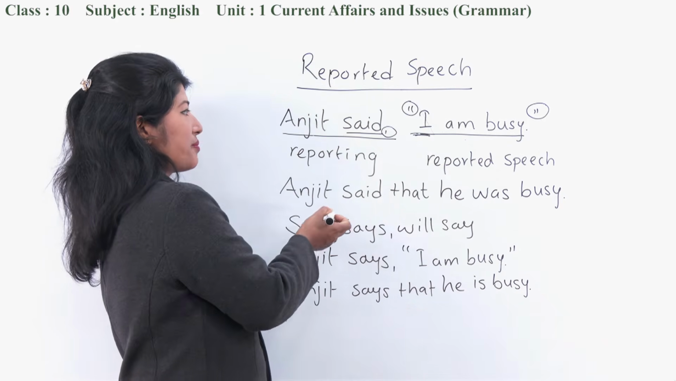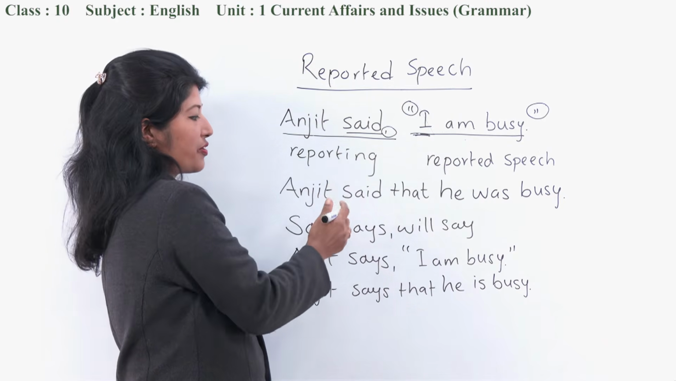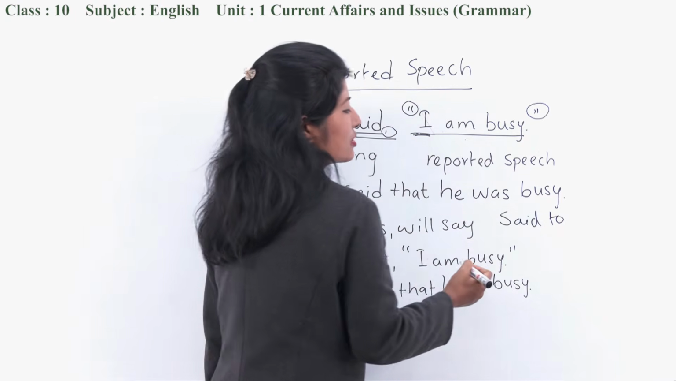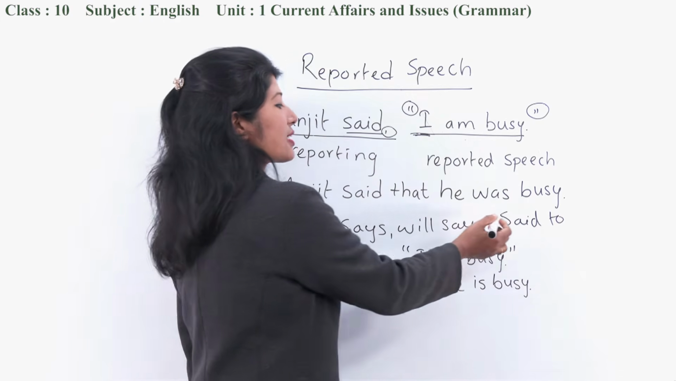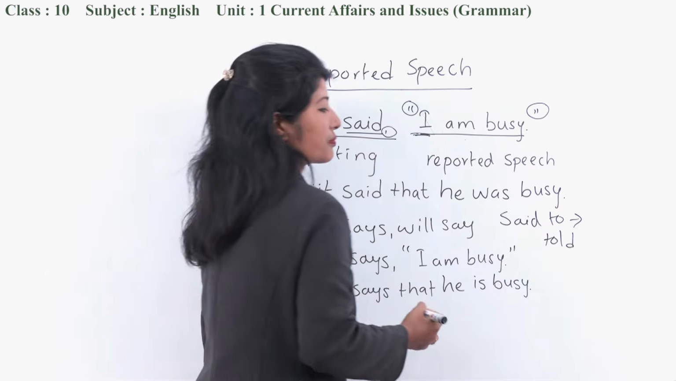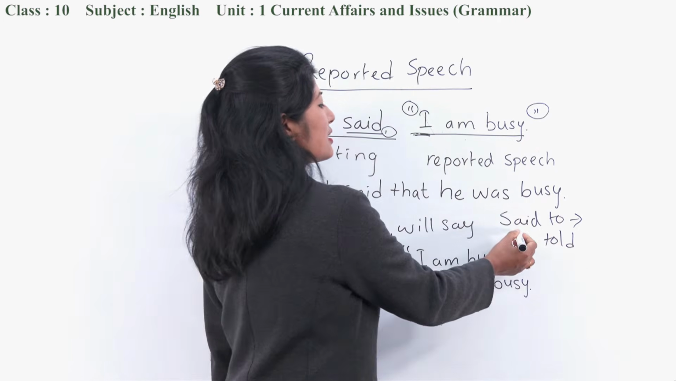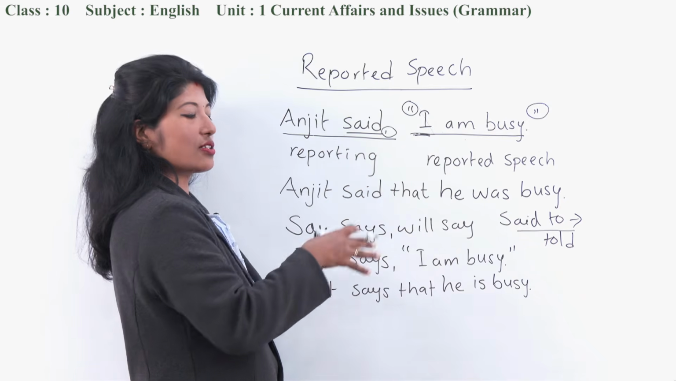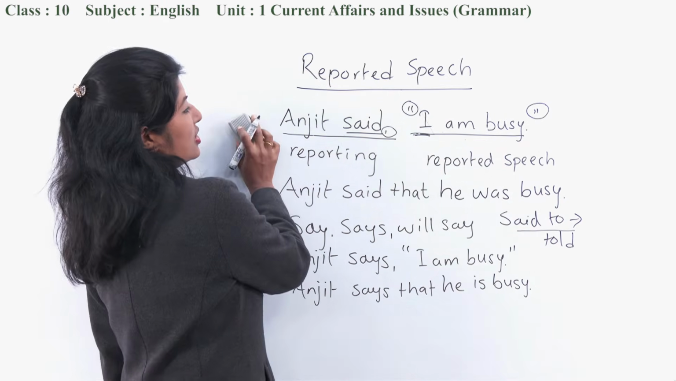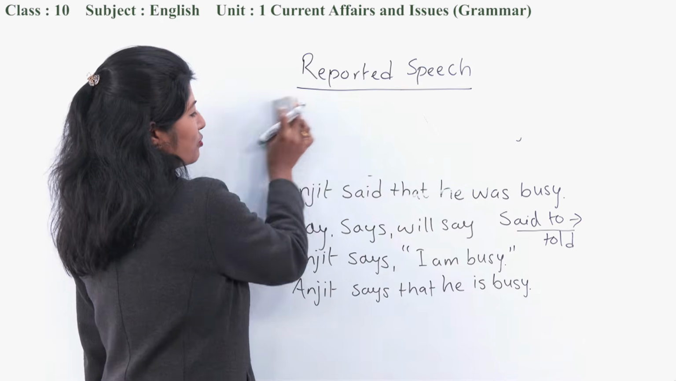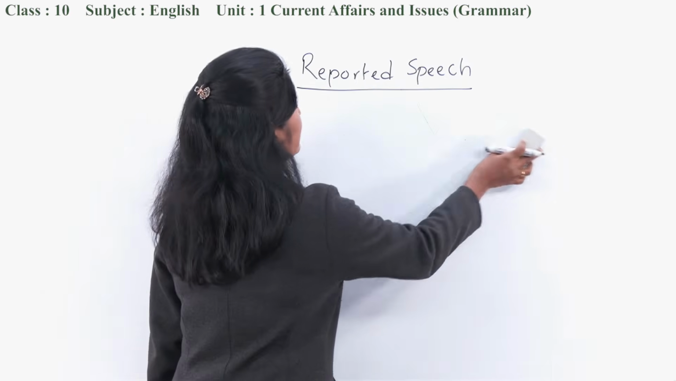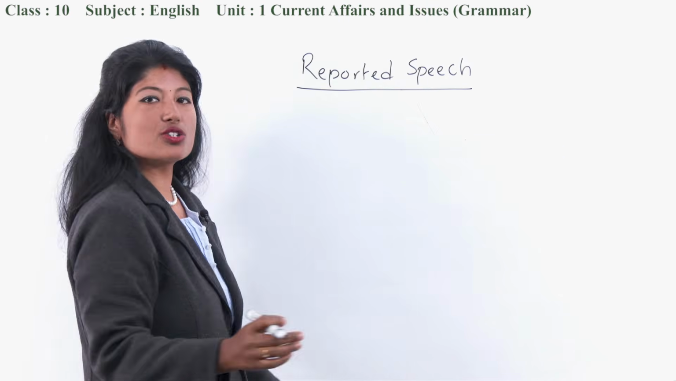Or sometimes it could be said to. If it is said to, at that time said to changes into told. So in this way some changes take place, and tense does not change in another condition. One more condition, instead of says, is when a universal truth is being expressed.